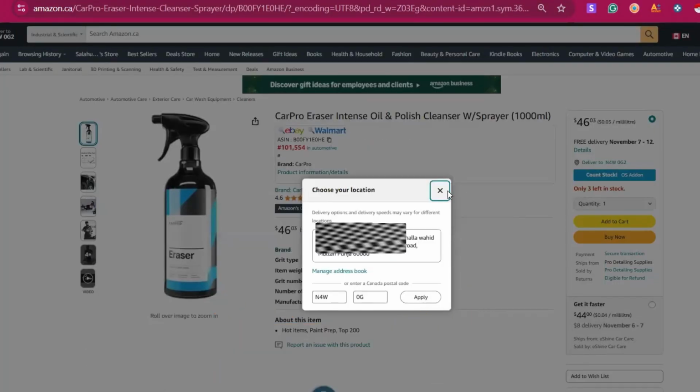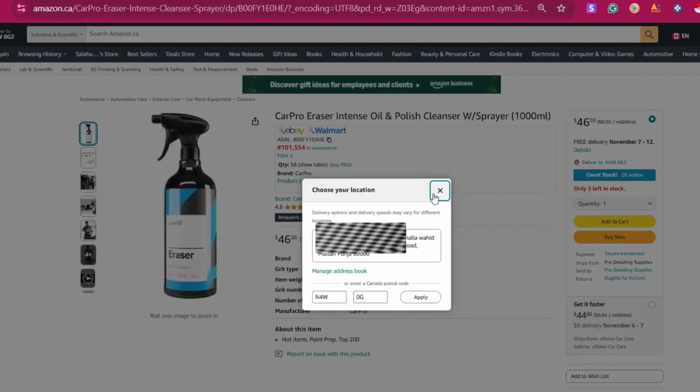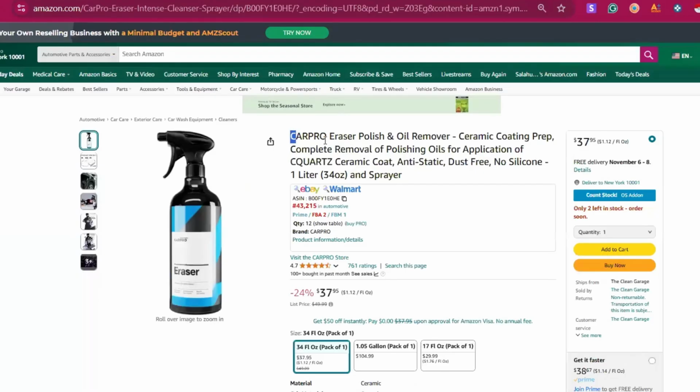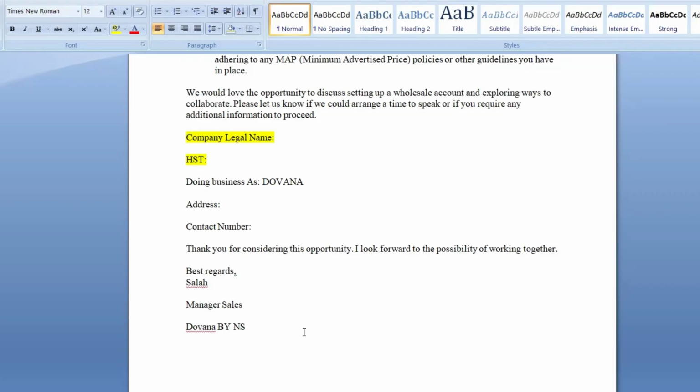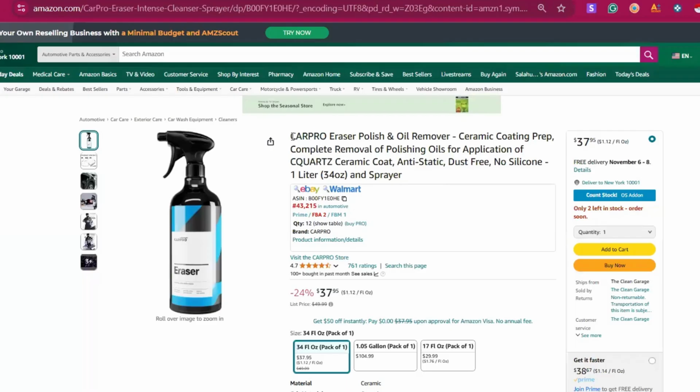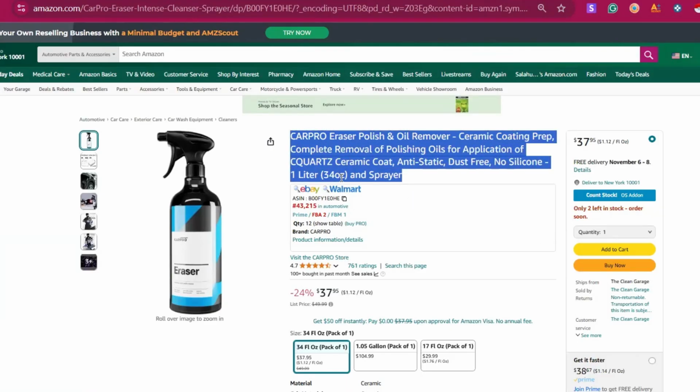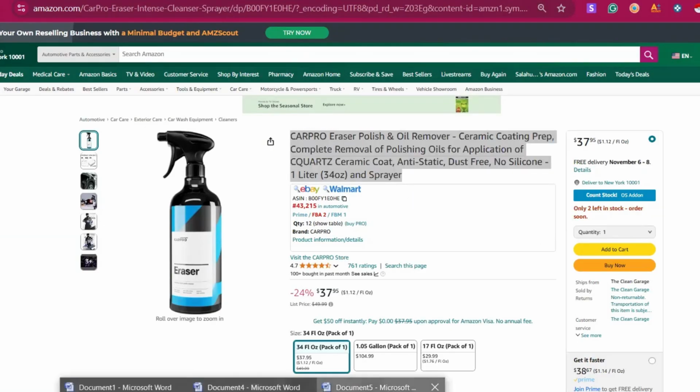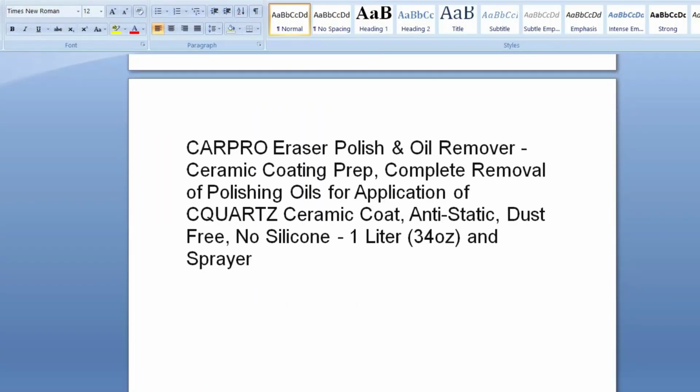Instead of directly asking for an account, you contact the brand about a specific product. For example, suppose CarPro is the brand. You can copy the details of one of their products and write an email saying that you are interested in purchasing that product. You can mention that you want to buy 100 pieces and ask them what price they can offer for that quantity.